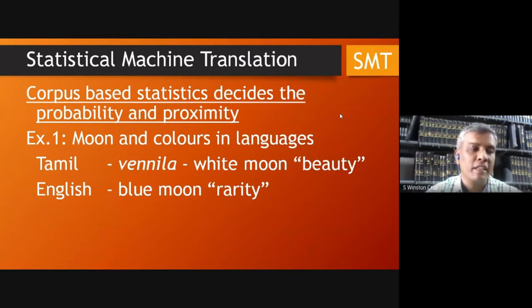So this way the machine would create statistics for Tamil. Okay, most probably it will be white, or black, or whichever is occurring frequently in that language. It will create statistics out of it and try to replicate that in your translation, right?